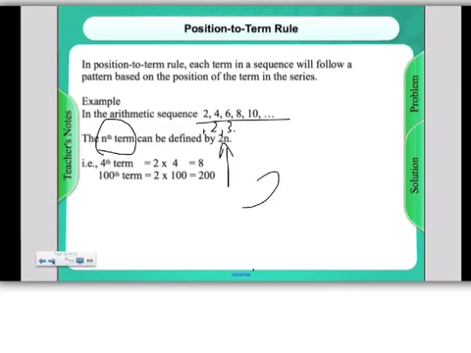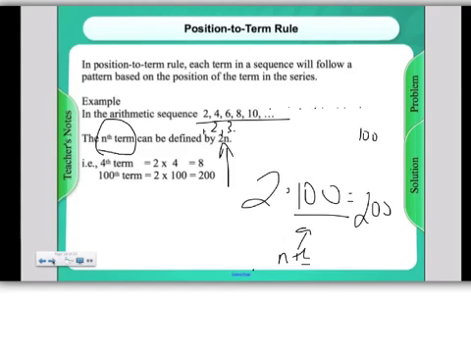So in other words, if I'm looking for the 100th term, I would just have to do 2 times 100, because that's the nth term I'm looking for. And that'll give me 200, meaning if I were to continue the sequence all the way down to the 100th term, it would be 200.